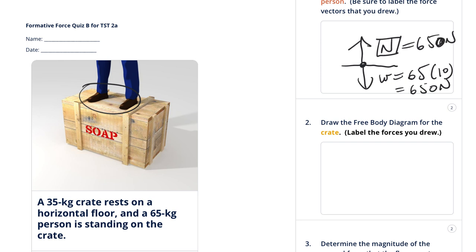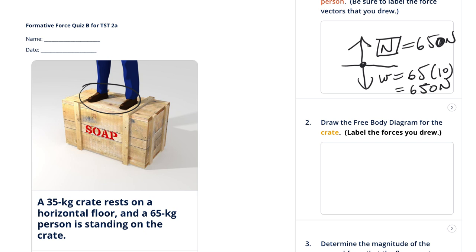If it was going up in the elevator, accelerating up or down vertically, then normal force would be greater or less than his weight. Just to remind you, normal force is also called the scale reading if he was on a scale.